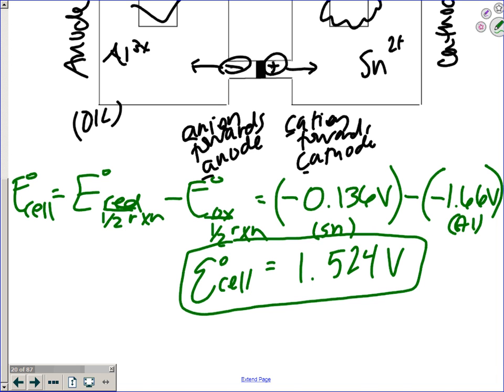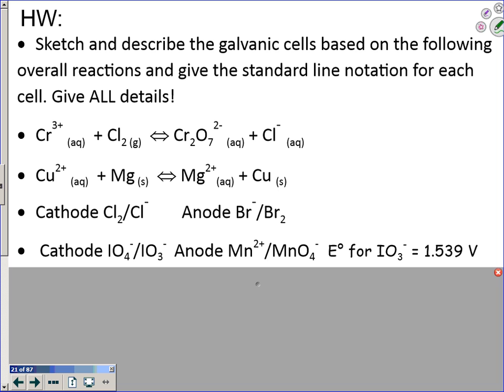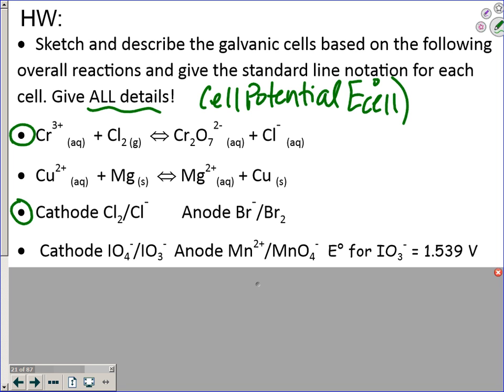All right, I want you guys to try a couple. So now let's go to the ones that I just had for you. Let's do 2 or 3 of these. I want you guys to do 1 and 3 right now. Start with those. I'm intentionally giving you non-metal ones because we've just done 2 or 3 metal ones. I want you to do the whole thing. Sketch and describe the galvanic cells. Give the line notation. Give me the cell potential. Take a couple minutes right now. All the details. This was your homework last night, and if we can knock this out, this is good for you.